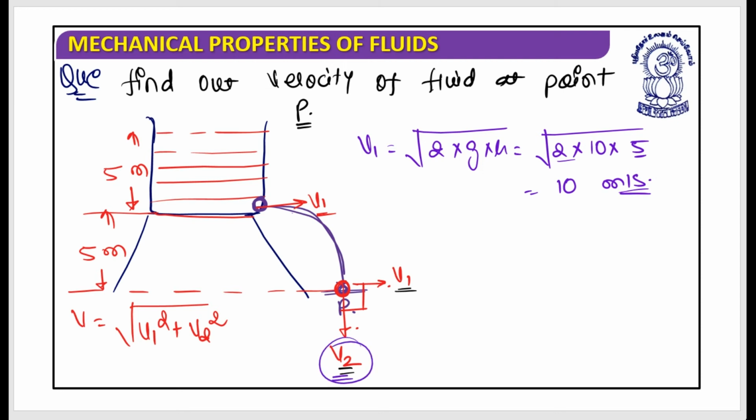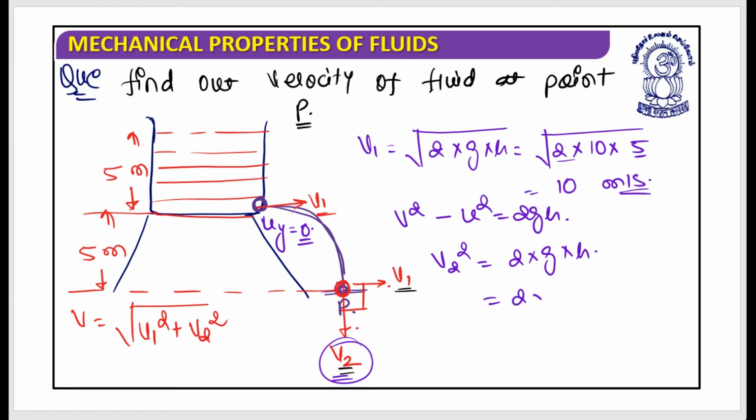Now let's try for v2. How will I do this? If you look at this position here, the velocity in the y direction is 0. So you can write v squared minus u squared equals 2gh. From this, v2 squared equals 2 into g into h. This will be 2 into 10 into the height of the stand, which is 5. So v2 will be 10 meter per second. My mistake. I hope this is clear.